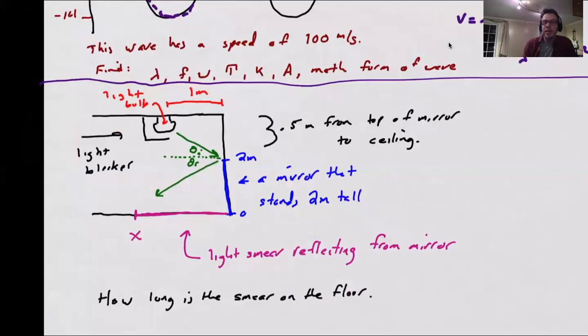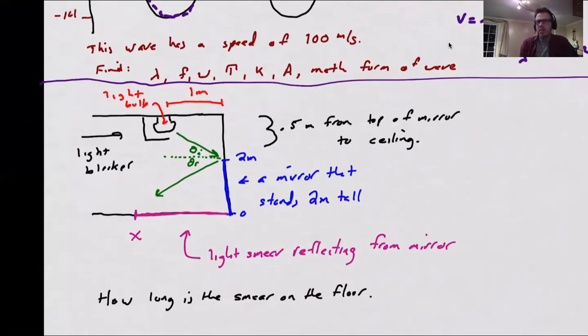If that's the case, that means that some of the light rays, in particular the one in green, is going to leave the light bulb and bounce off of the mirror and project onto the floor. If that's the case, that's the line in pink there, I'm asking: what is the maximum length of the light smear on the floor? Again, you have a 2 meter tall mirror, there's 0.5 meters between the top of the mirror and the ceiling, and the light bulb is 1 meter away from the wall.